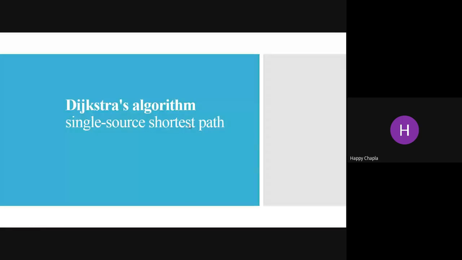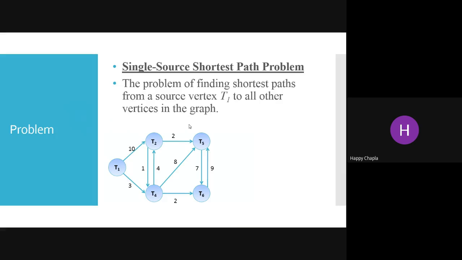Now, Dijkstra's algorithm is a single source shortest path algorithm. The single source shortest path algorithm means we have only one source with us and we can find the path from that to the next one. Okay, so now the problem of finding the shortest path from a source vertex T1 to all other vertices in the graph, right? How can we find it?